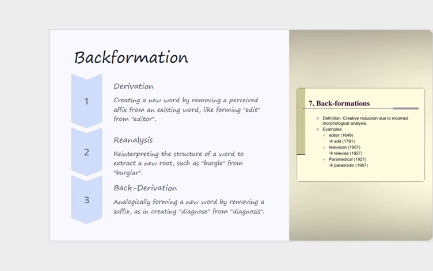Generally, the process of word formation is from verbs we derive the nouns, the adjectives, and the adverbs. But here, because we are deriving it from a noun to make it a verb, we call this process as back formation. The examples are edit from editor, burgle from burglar, diagnose from diagnosis. These are the words which are example of back formation.